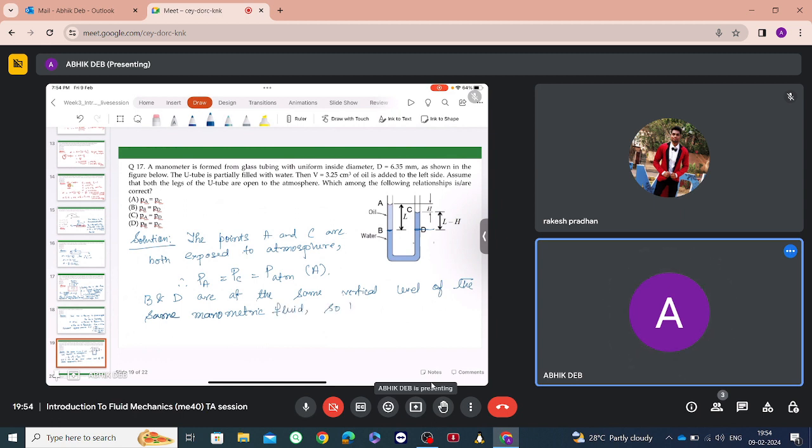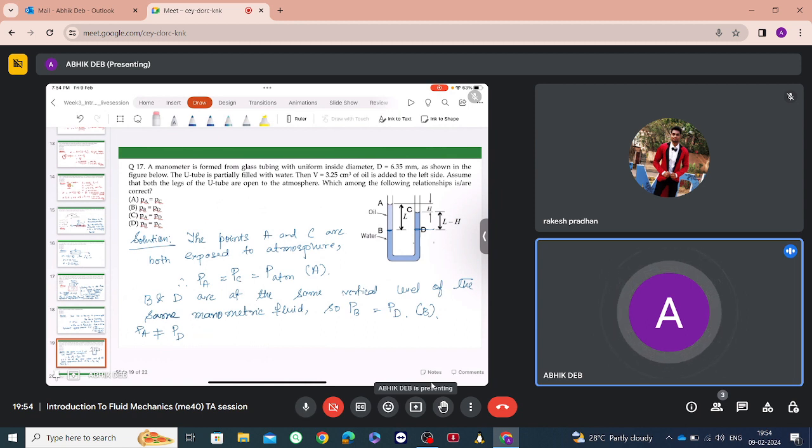So pressure at B is equal to pressure at D. That is, option B is also correct. Now A and D are not equal, because the pressure at A is equal to the pressure at C, and D is lying below C. So it will definitely be at a different pressure.